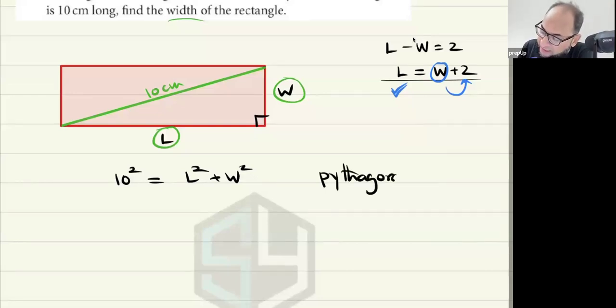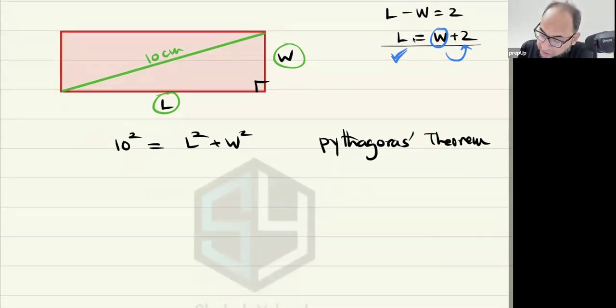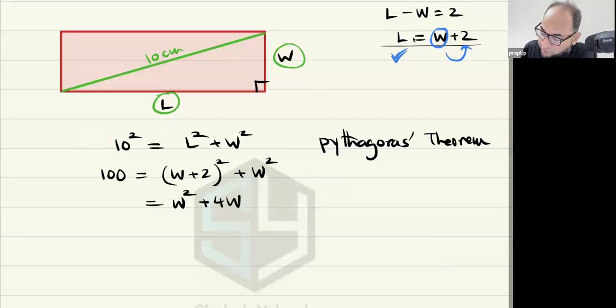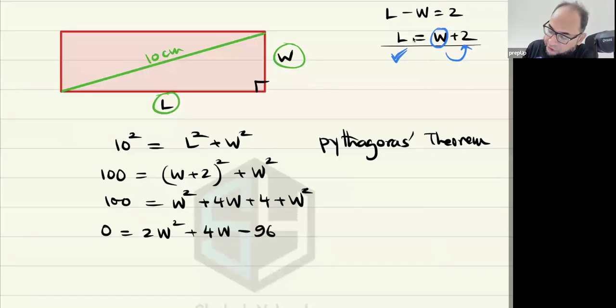So everything that you have learned in maths can be used in word problems. This is 100. L is (W plus 2) whole square, and this is W square. This is W square plus 4W plus 4 plus W square is 100. So therefore, this is 2W square, and this is 4W, 4 minus 100 is negative 96, equals to 0.